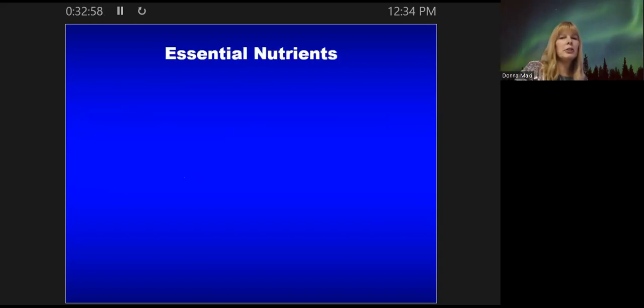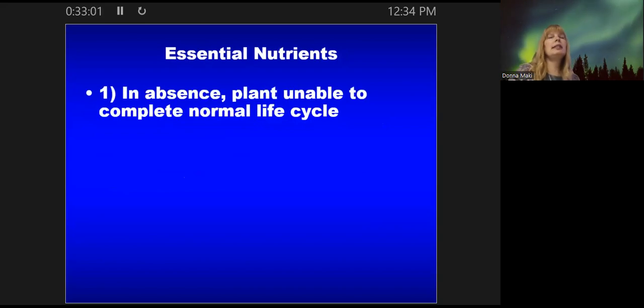So all of this research came down to the finding that plants have essential nutrients like any living organism. They define that as: in the absence of that nutrient, the plant is not able to complete its life cycle.